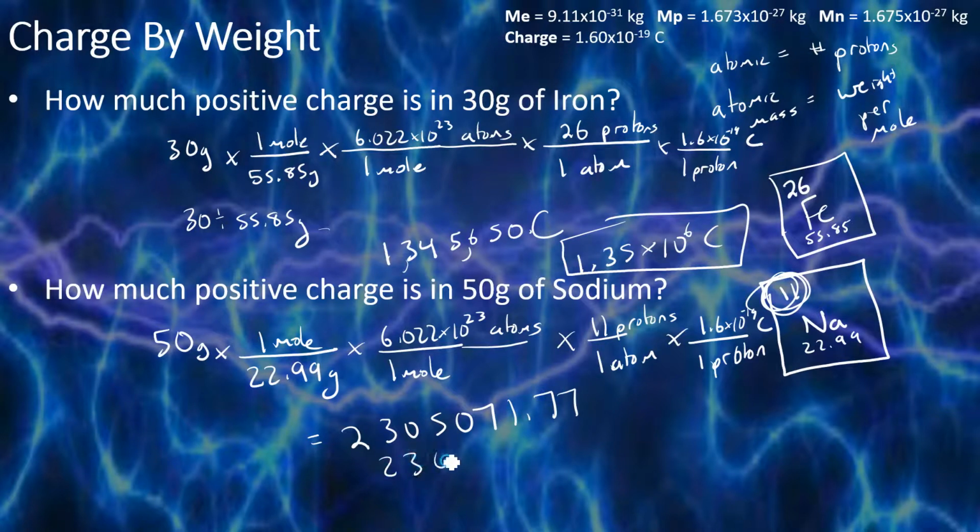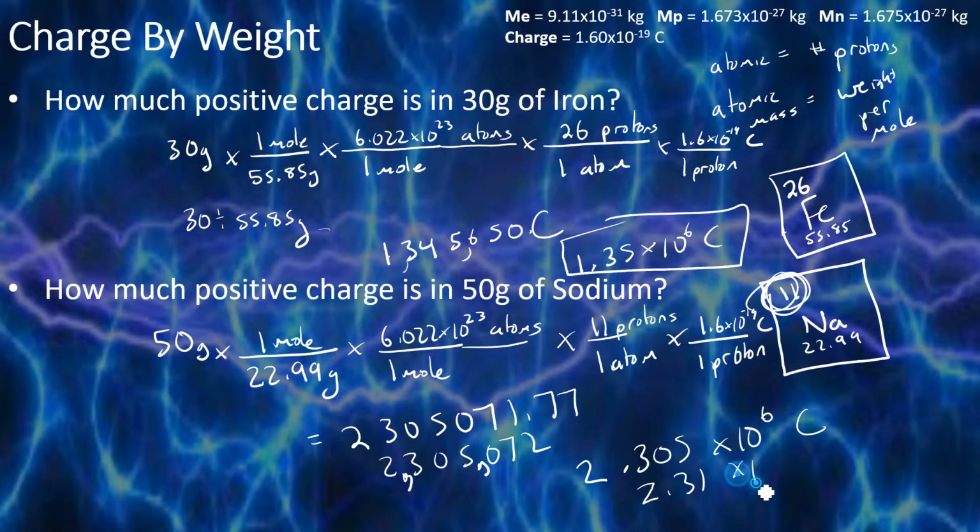So we could round that, but ultimately I'm going to change this as scientific notation anyway. So let's see here. I'm adding my commas. So 2.305 times 10 to the 6th coulombs. And maybe we would round to this. Okay, those are good. All right, and that wraps up our section on charge.